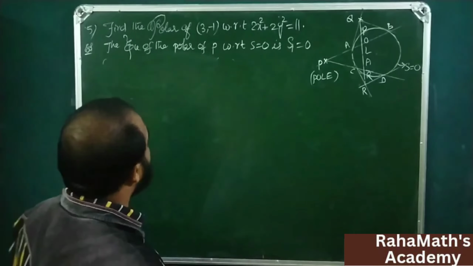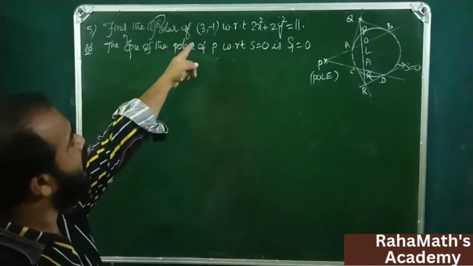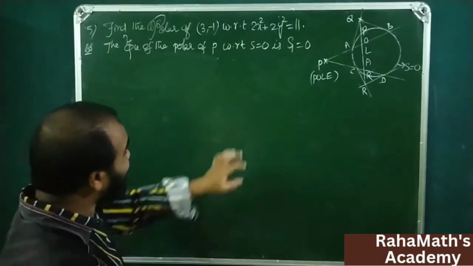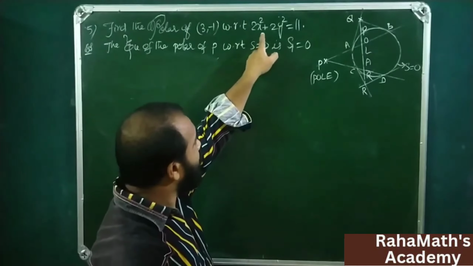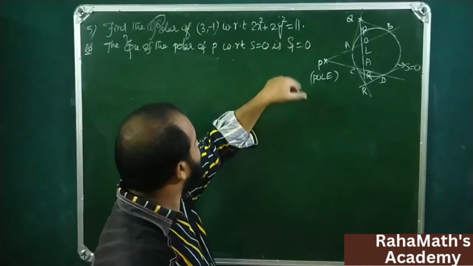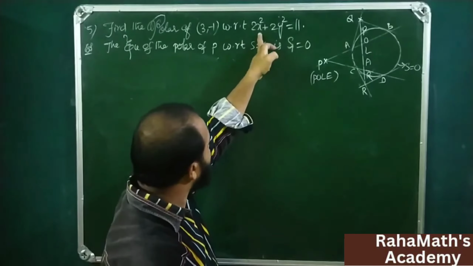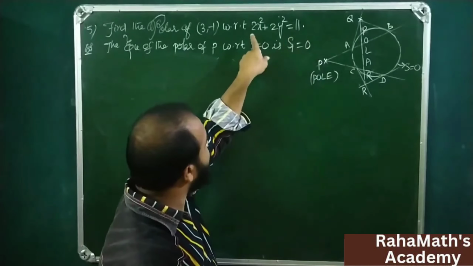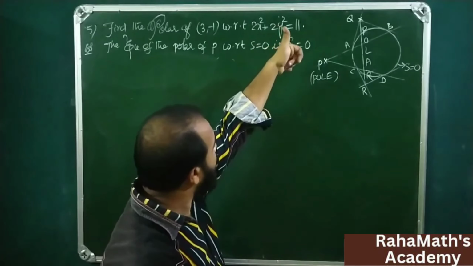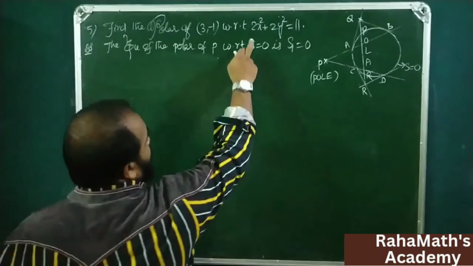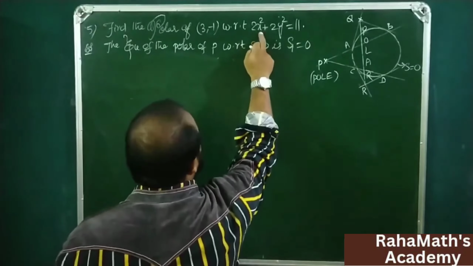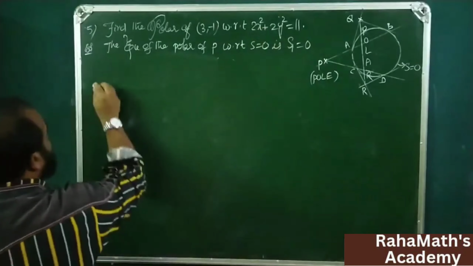The same type of question again: find the polar of 3, minus 1. But this time this is not a general equation or a standard equation. What is the standard equation of a circle? x square plus y square equals to r square. The coefficient of x square and y square is 1, but here it is 2. So first let us try to convert this into the standard equation.